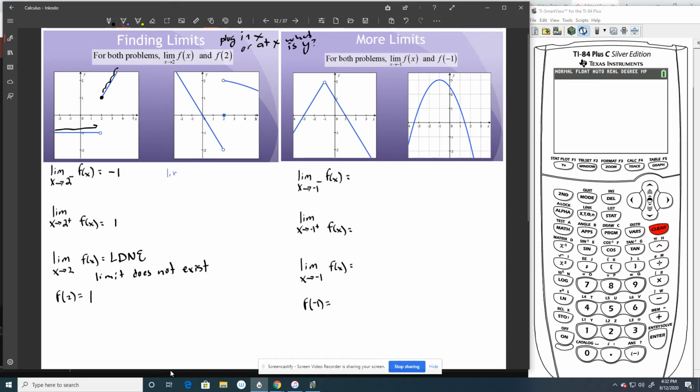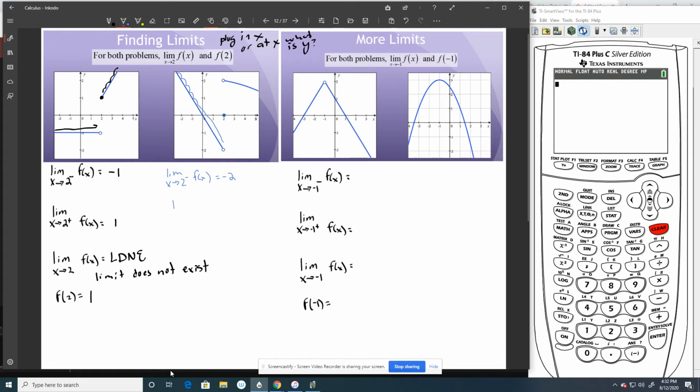It wants me to find the limit as x approaches 2 from the left of my function. Again, I don't know what my function is, but as I approach from the left, I'm getting closer and closer and closer to this value right here, which is -2. See, we like ones that we can use a graph. The picture is really easy to see.